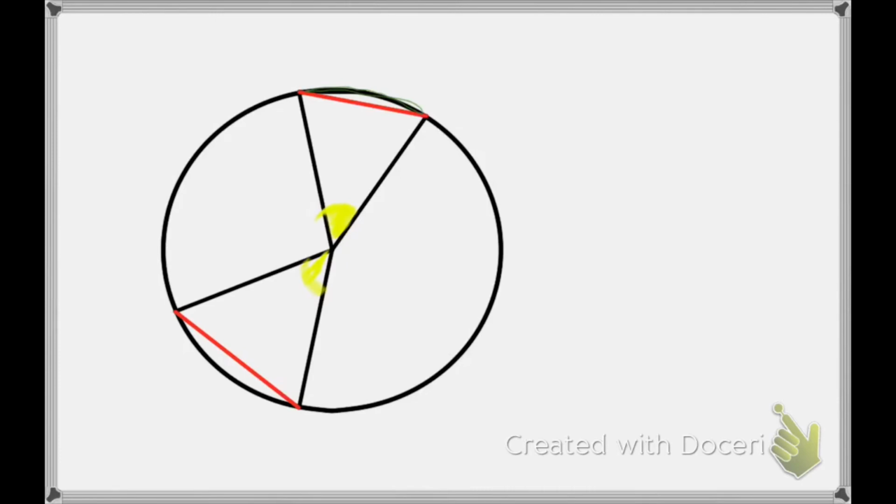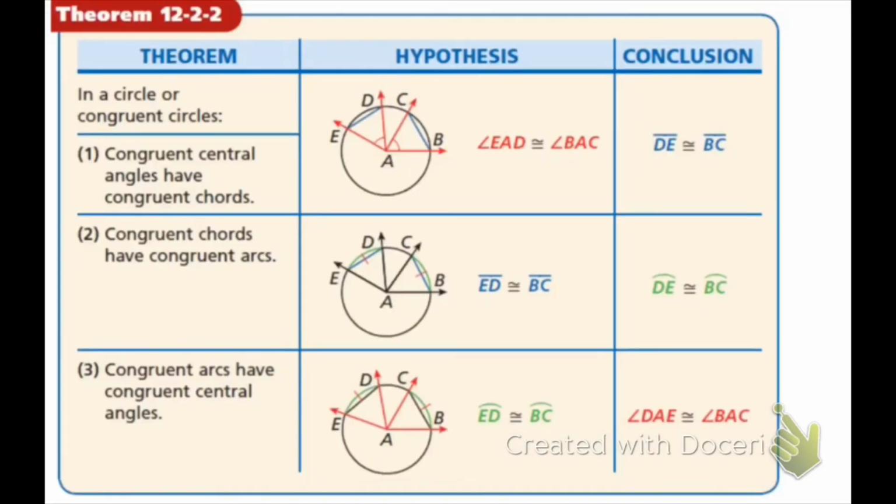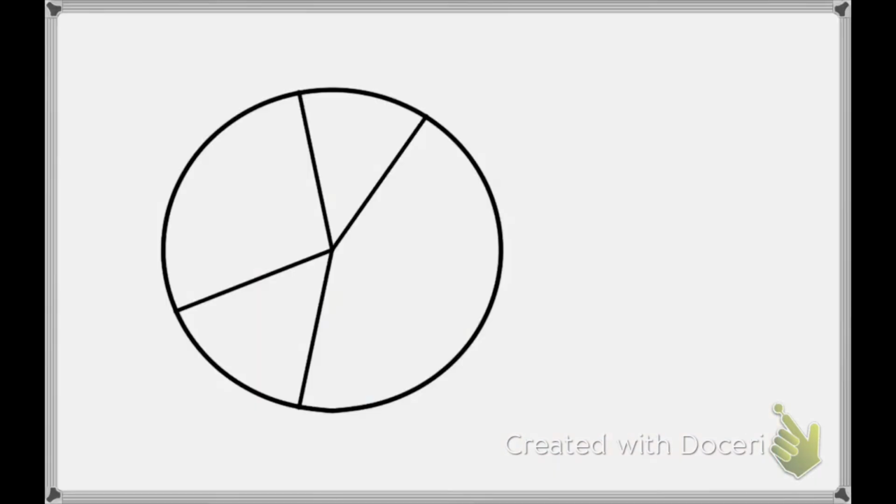Let me do this. The arc, the chord, and the central angle. So what's the relationship between all three of those? Well, in a circle or congruent circles, if you have congruent central angles, then you have congruent chords.